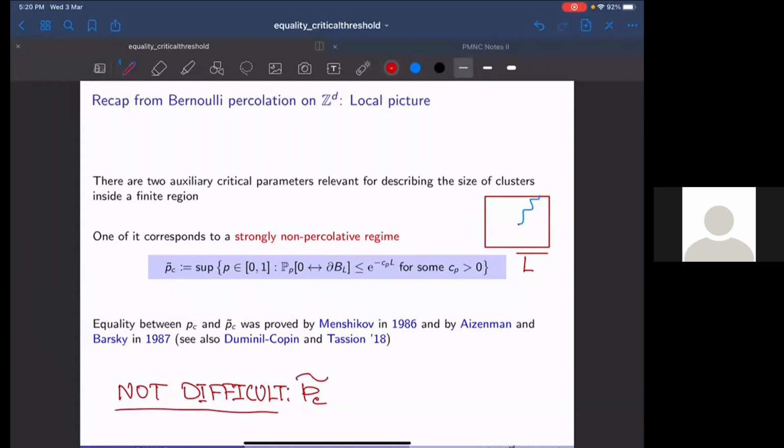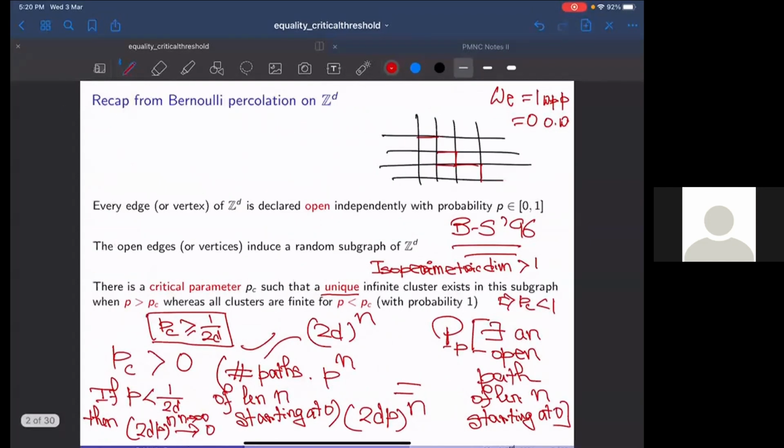That PC tilde is also less than 1. I'm sorry, that's of course not difficult at all because it's less than PC. What I mean is, of course, the other one, which is PC tilde is bigger than 0. Why? Well, just look at the proof that I just gave you.